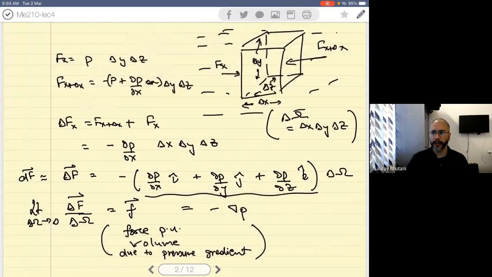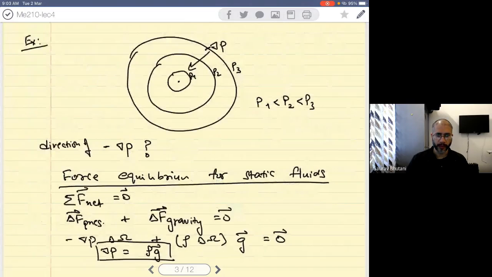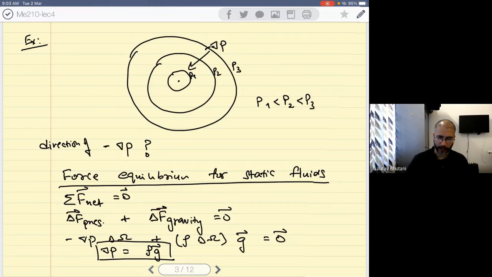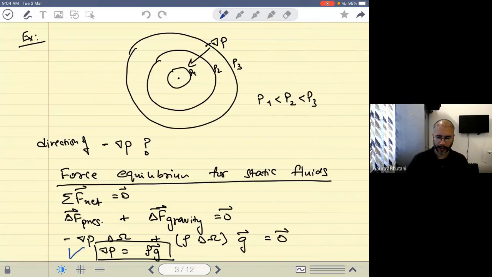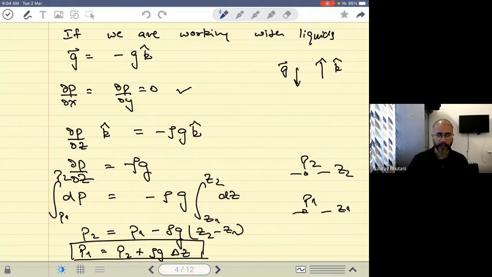So we talked about the force because of the spatial gradient of pressure, and this was equal to rho times grad p with a negative sign. And then we did a force equilibrium on static flows. So we took a situation where we have the Earth's gravitational field, and based on that, we found out that grad p is equal to rho times g. So we figured out that the constant pressure lines are always perpendicular to the direction of the force field.